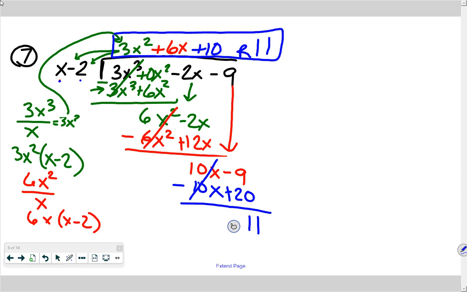Okay, so this is your final answer. Okay, the next two aren't going to have a remainder, so it's actually going to wind up with 0, and then I'm going to show you how we're going to break them down further.